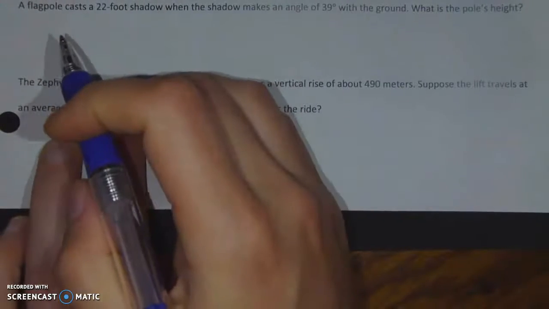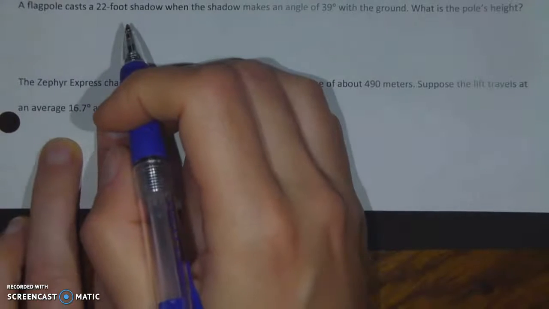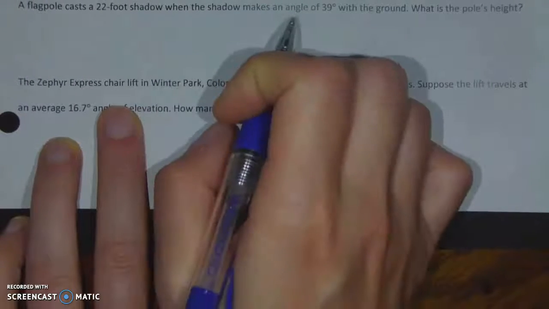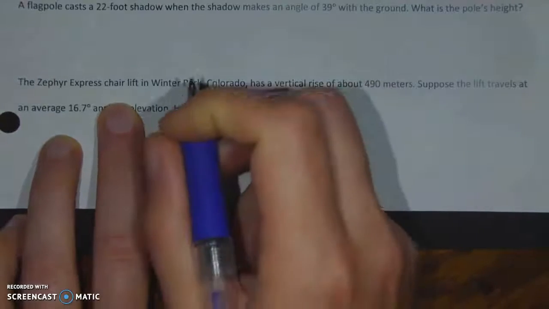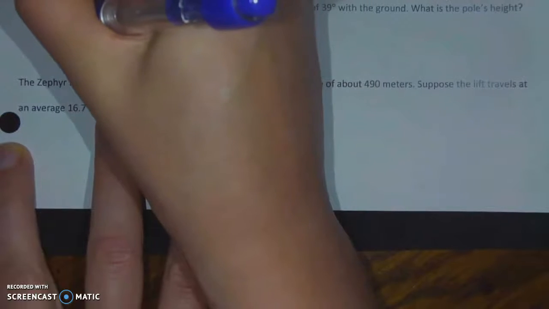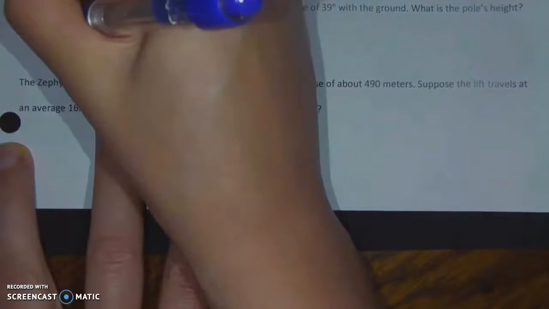So I know that I have a flagpole that casts a 22-foot shadow when the shadow makes an angle of 39 degrees with the ground. What is the pole's height? So this is kind of similar to the cactus problem that we could have had earlier. Let's start by just drawing ourselves an example of this.